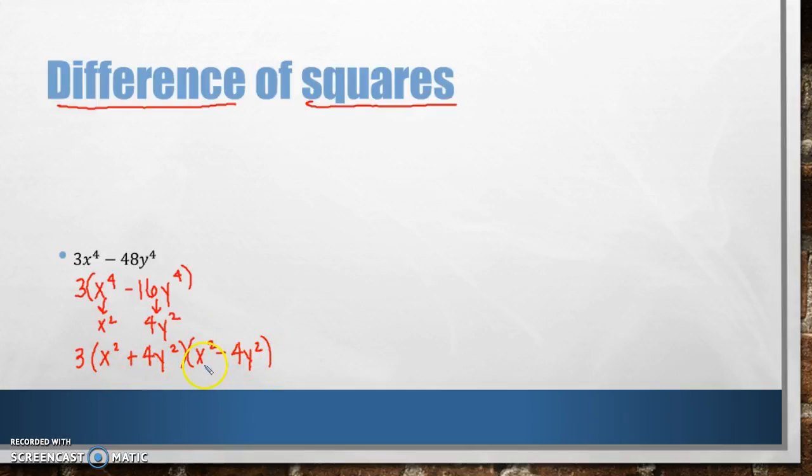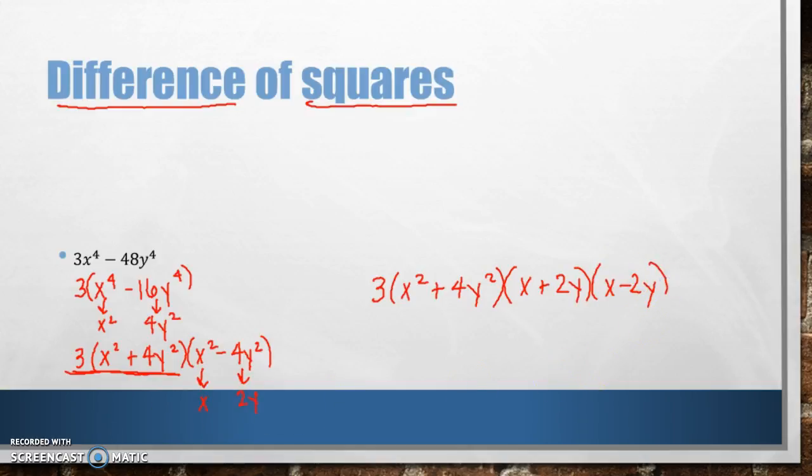subtraction one. Right, I've got 2 terms, subtraction, even exponent, and 4 is a perfect square, so I can break it down again. The square root of x squared is x, and the square root of 4y squared is 2y. So now I'm going to bring this with me, the 3 and the x squared plus 4y squared. That's still part of my answer. But now, instead of writing x squared minus 4y squared, I'm going to apply the rule again. So I have x plus 2y and x minus 2y. Always look to see if you can keep going.